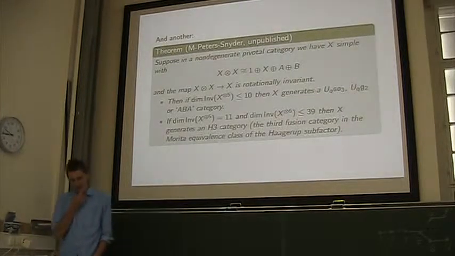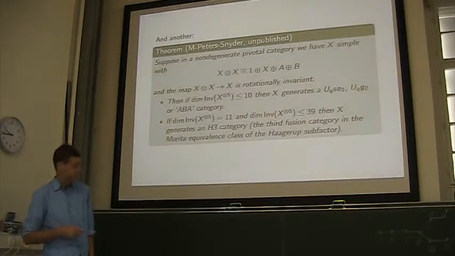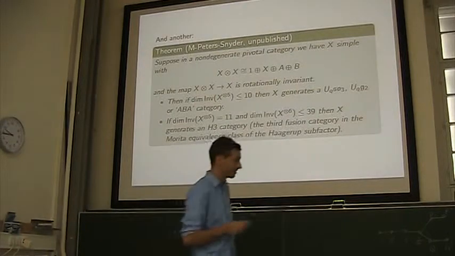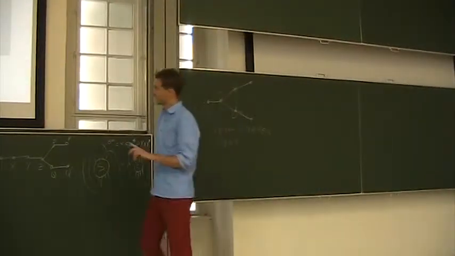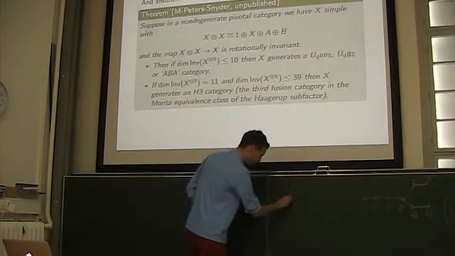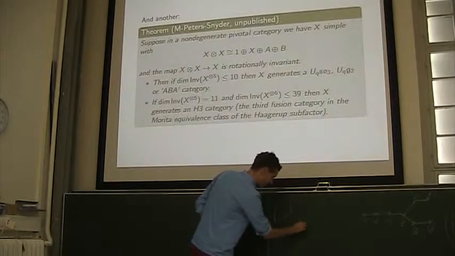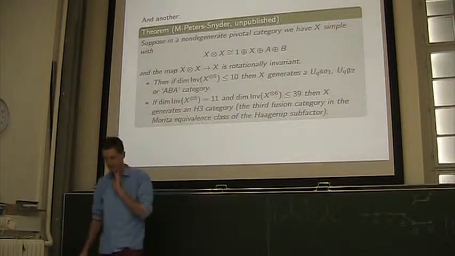Here's another one of a rather different flavor. So suppose that, again, we're in a non-degenerate pivotal category. I guess we don't even need fusion in this theorem. And we've got some object x, so that x tensor x is 1 plus x plus a plus b. So that's actually just like in the Haagerup category example. But then we add an extra hypothesis that unfortunately breaks things. We also need for this theorem the hypothesis that the map from x tensor x to x is rotationally invariant. That is, if you look at this map from x tensor x and you rotate it, then this is equal to the original. And that's not true, it turns out, for Haagerup.